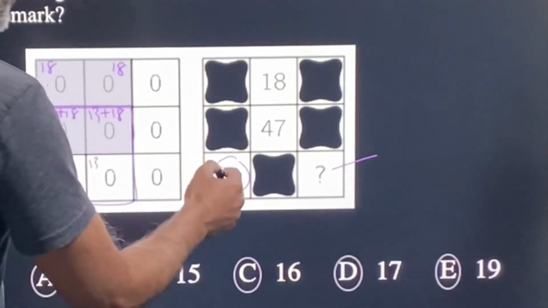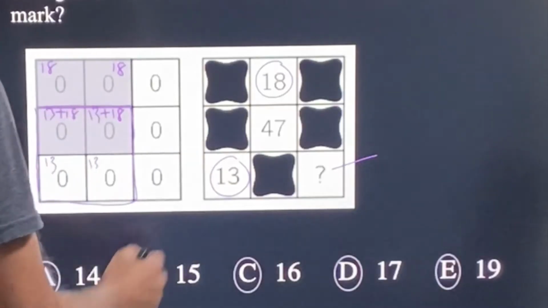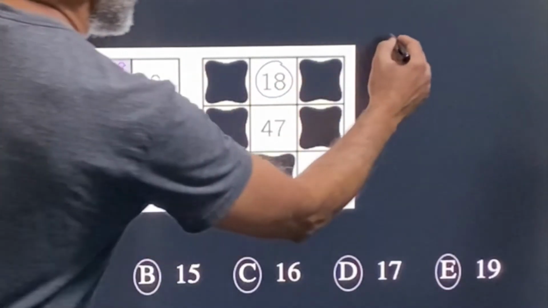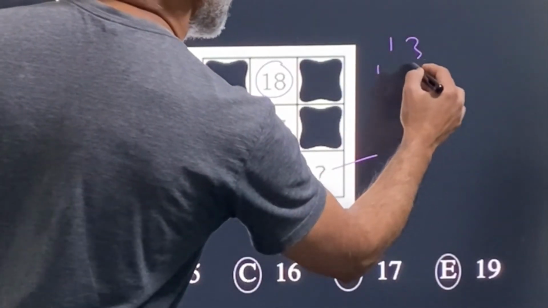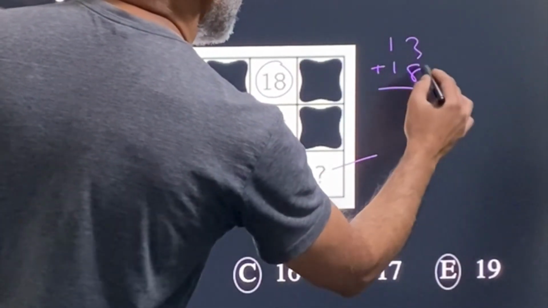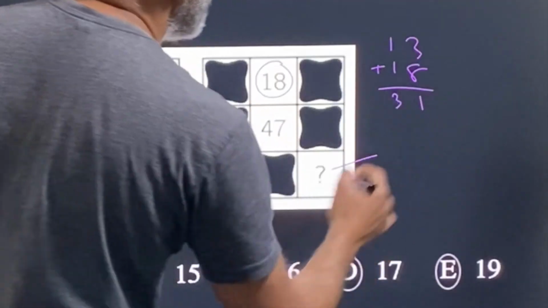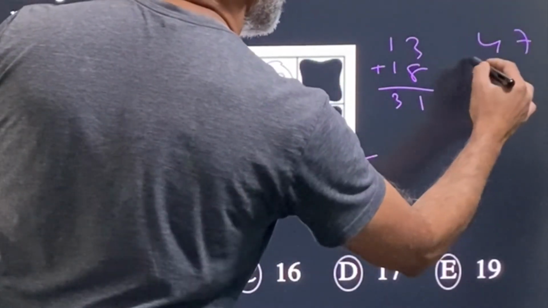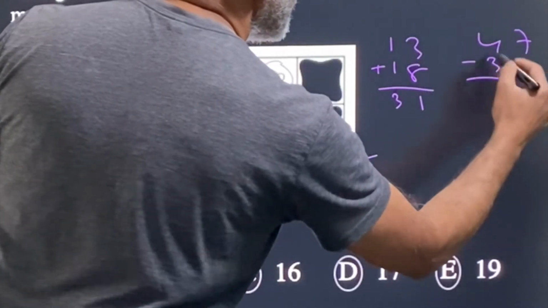All right, so this is done, this is done. I need a 47 here, but how much do I have? 13 plus 18 is 31. I have 31, but I need 47. 47 minus 31 is 16.